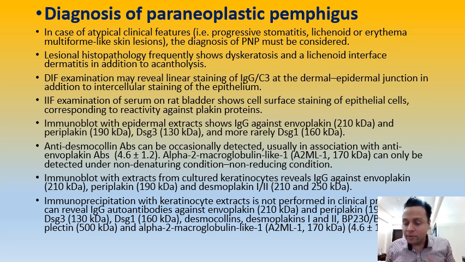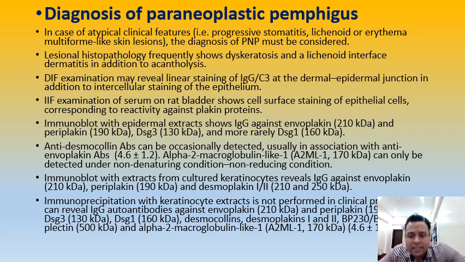rich in plakin protein. And we know in paraneoplastic pemphigus, there are a lot of plakins: periplakin, envoplakin, epiplakin, and plectin. So many things are there. So with immunoblotting techniques with an epidermal extract, you can show IgG against envoplakin 210 kilodalton and periplakin 190 kilodalton, DSG3 130, and more rarely DSG1, which is 160. You know, DSG1 is also called 160 kDa.